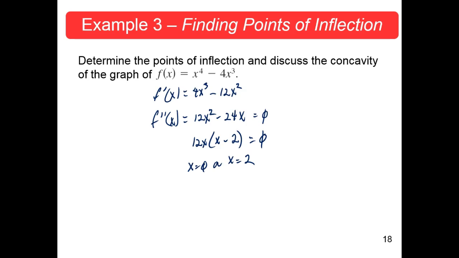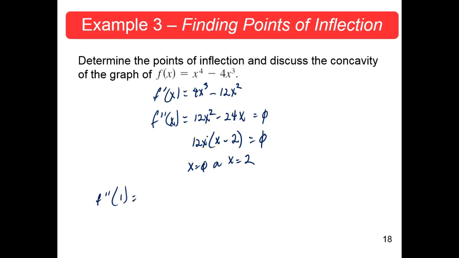Is there any place where that second derivative does not exist? No, it exists everywhere. That's a good polynomial function. It exists everywhere. So these are the only two possible candidates for points of inflection. So what do we better do to determine if they are, especially if we're going to discuss the concavity? Let's do a test point. At 1 would be good. That would be in between the two. So let's do f double prime of 1.